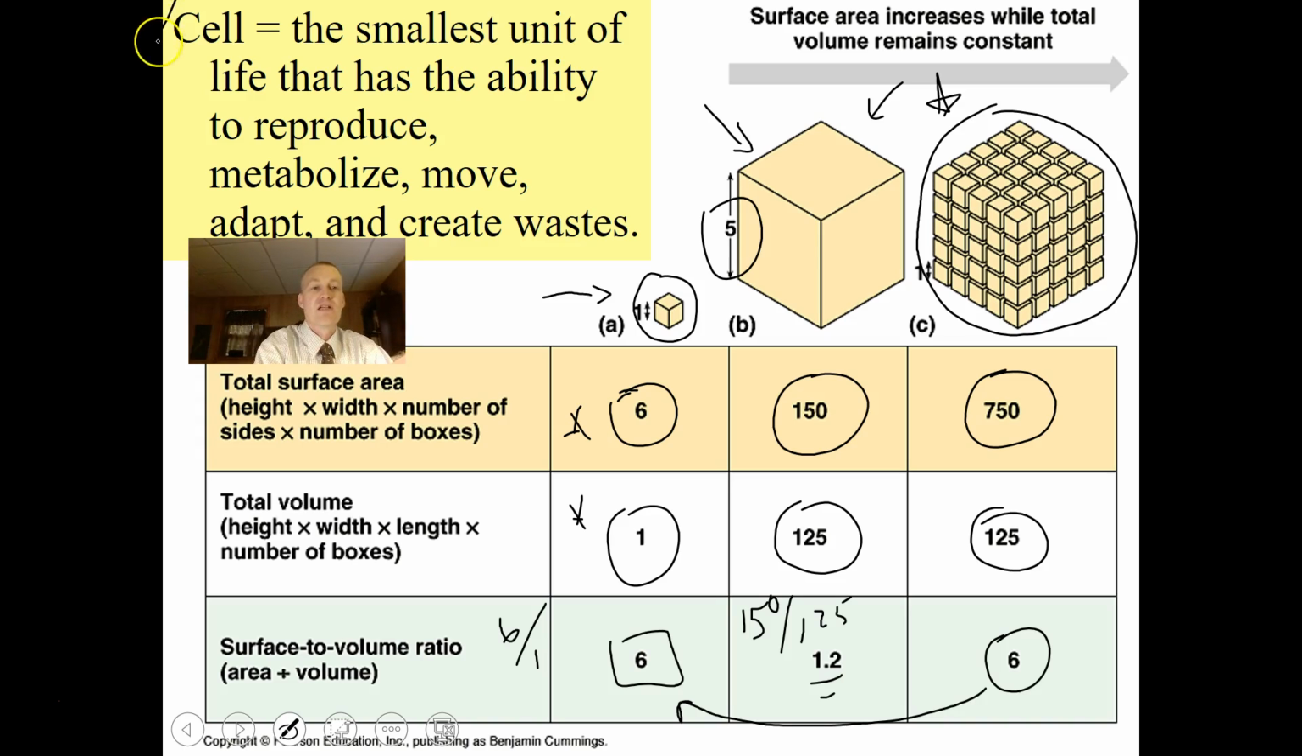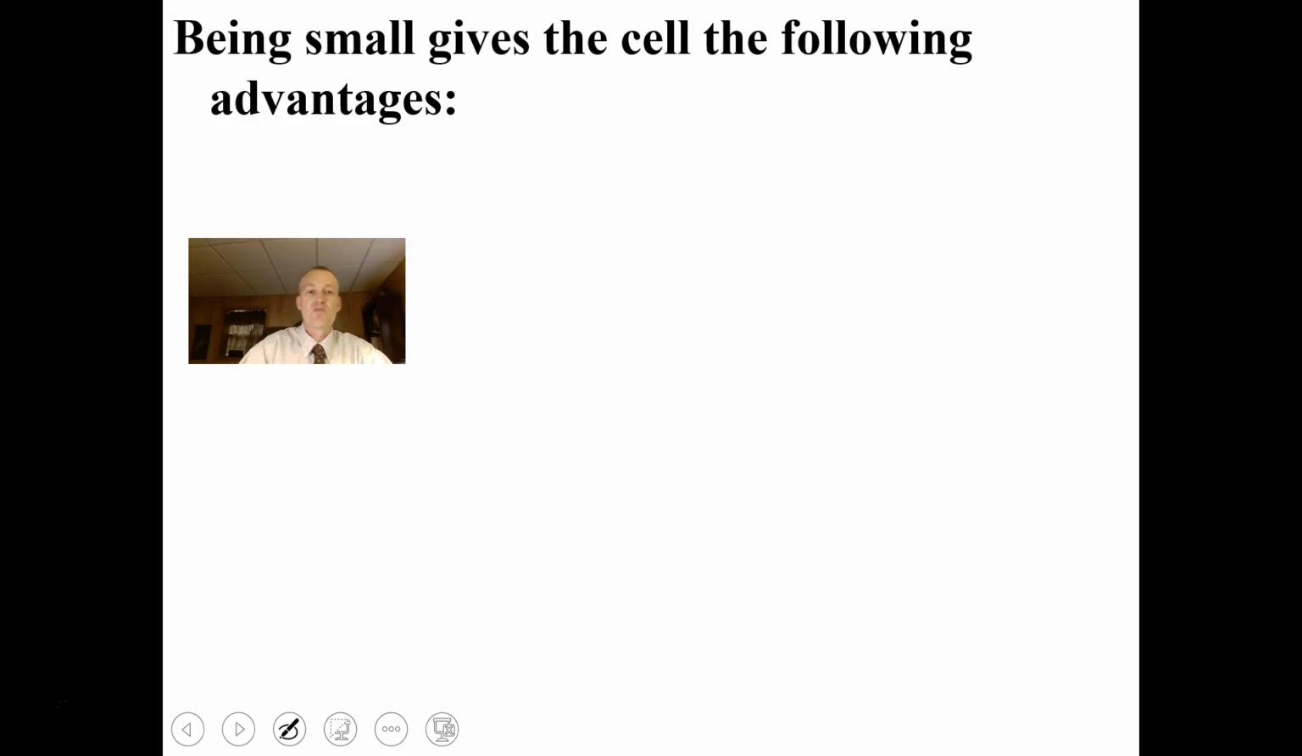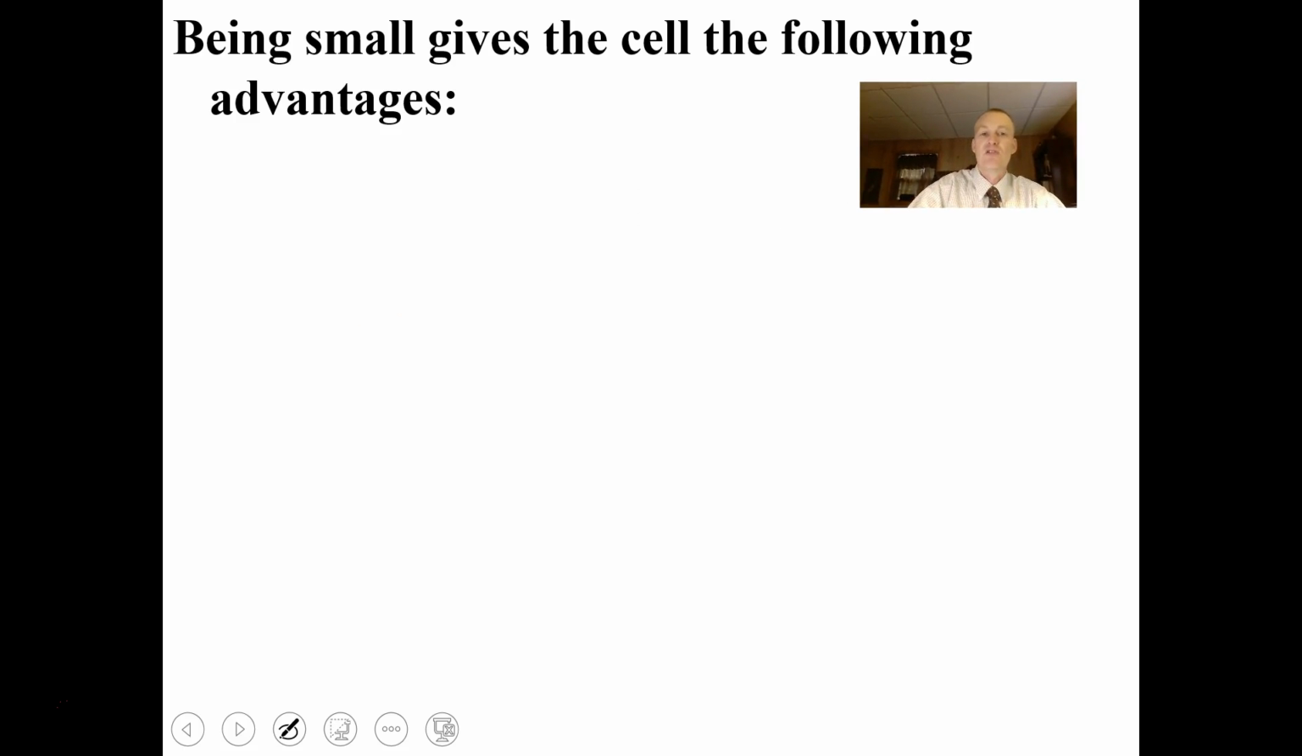I guess I forgot to tell you that by definition, a cell is the smallest unit of life that has the ability to reproduce, metabolize, move, adapt, and create waste, and that's what we're created of, huge numbers of cells. But going back to my original thought there, why are cells small? Well, cells are small because it gives them an advantage. So the advantages are tremendous.